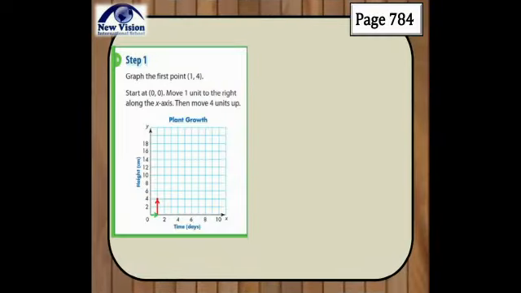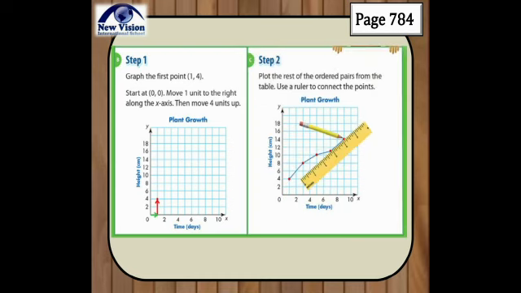So next, our first step is to graph the first point, which is (1, 4). So we will start from (0, 0) or the origin. So 1 is the x coordinate. So we will move 1 unit to the right of 0. That is represented by the green arrow. And then 4, so we will move 4 units up. So that is represented by the red arrow. Next, plot the rest of the ordered pairs from the table, and then we're going to use a ruler to connect the points.